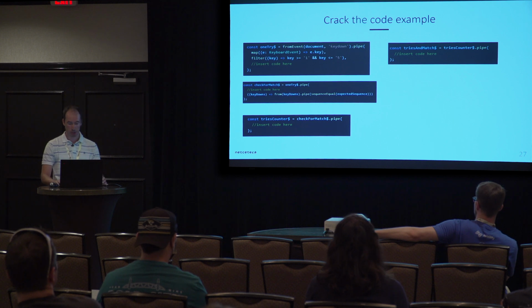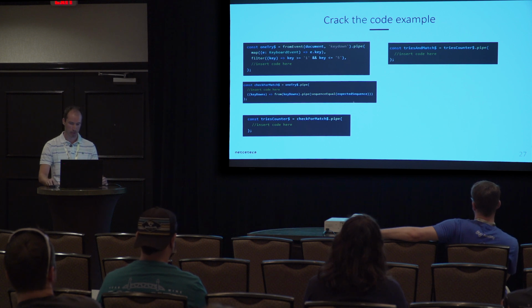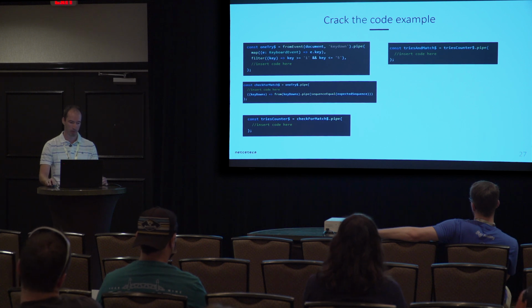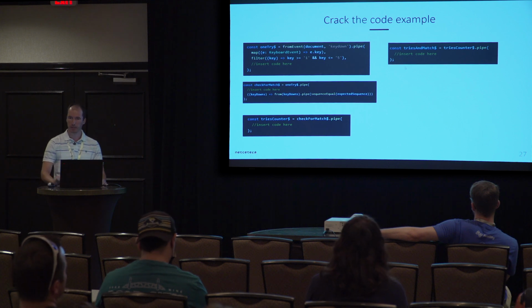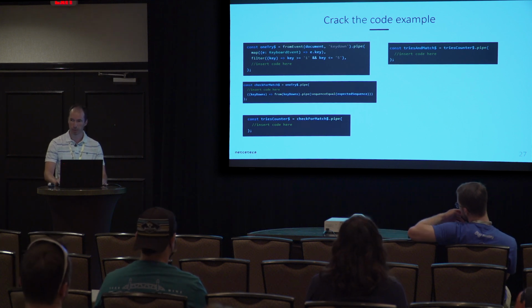Now for the rest of the logic, we would like actually to have the group of the tries and match together. So we have the tries counter, and now we would also need to output a tuple where we have the check for match. So in this case, which operator would we use?